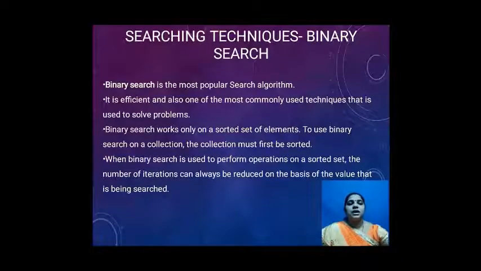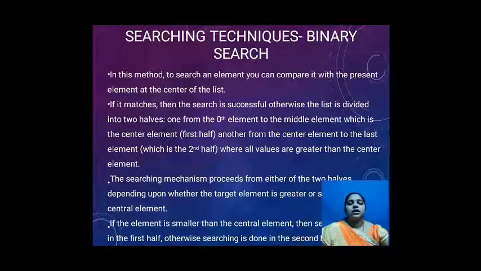Next, the binary search method. Binary search is the most popular searching algorithm. It is commonly used with techniques to solve many problems for searching a set of elements. To use binary search on a collection, it must be sorted first. So how can we search using binary search? In this method, the searching element is compared with the element at the center of the list. If it matches, then the search is successful.